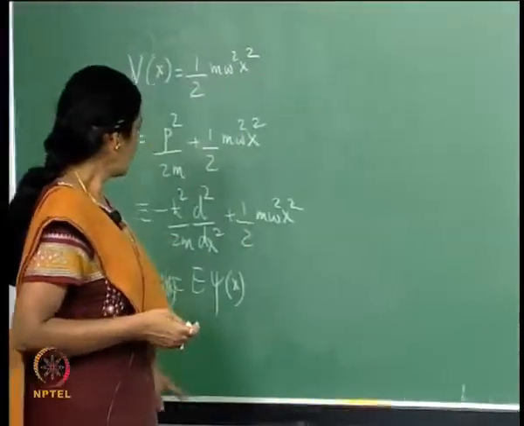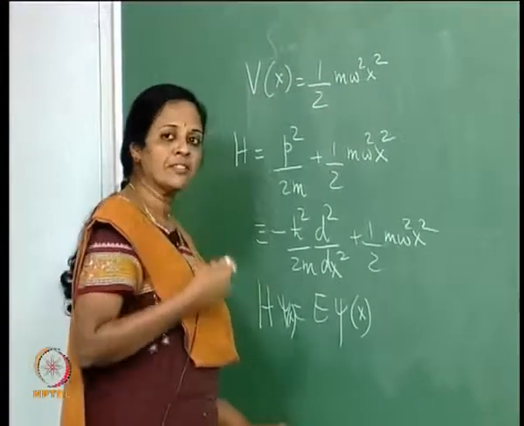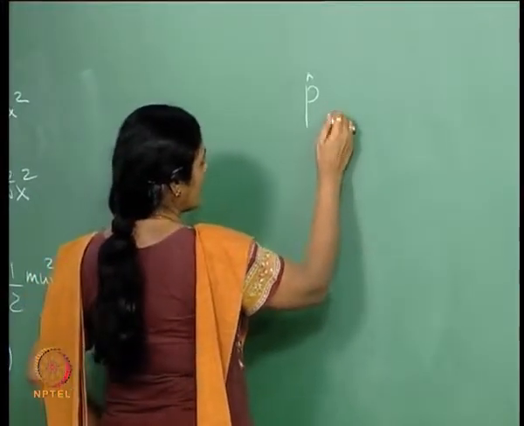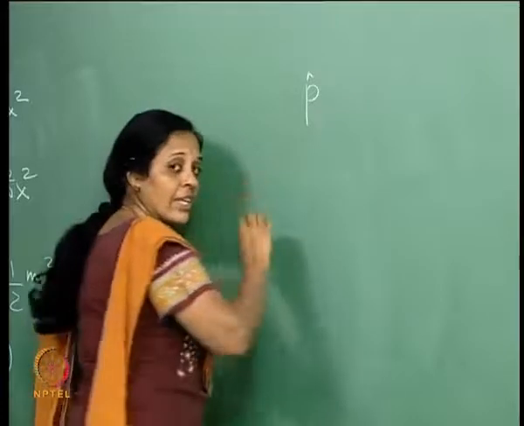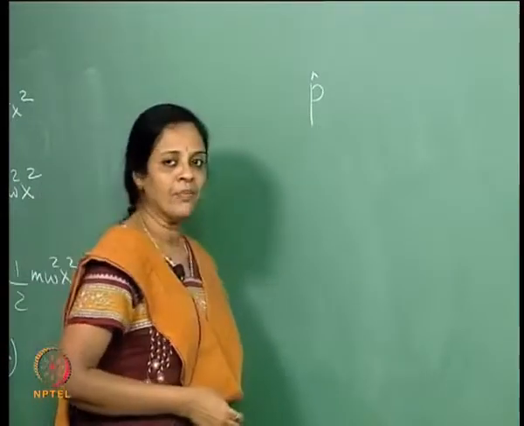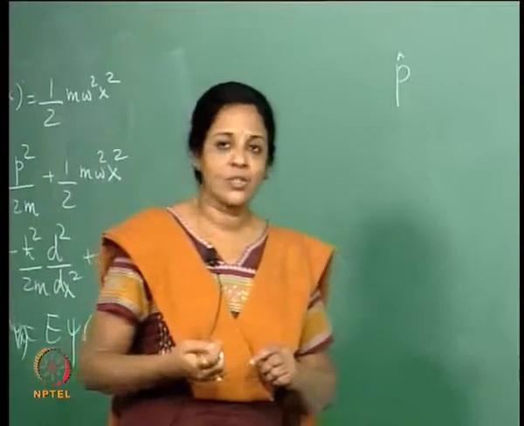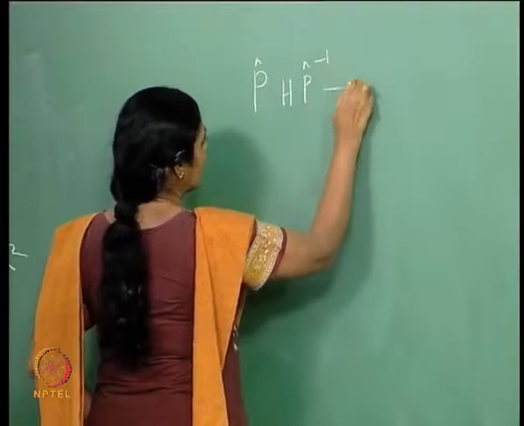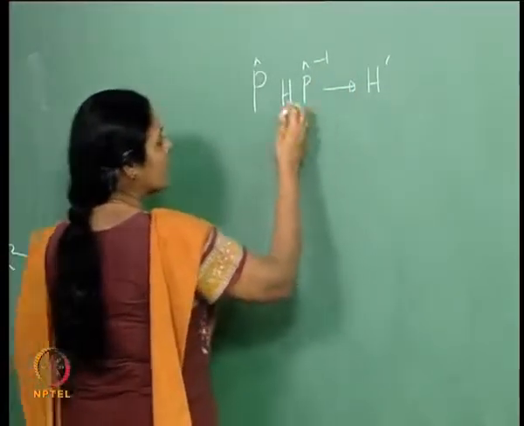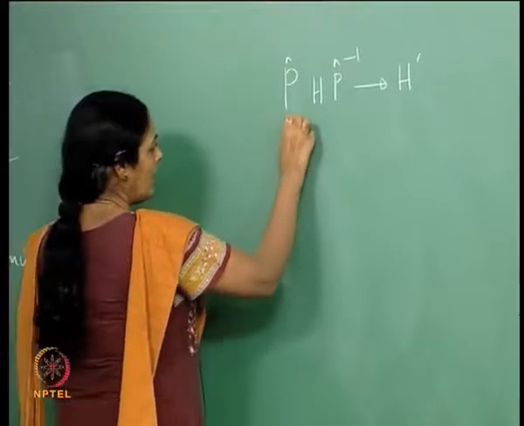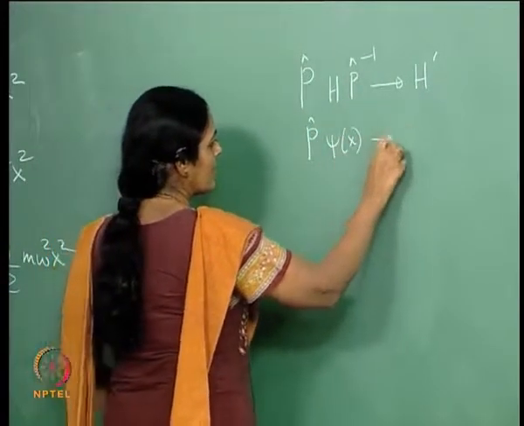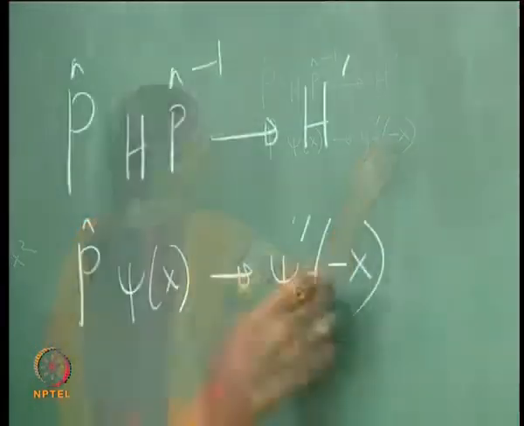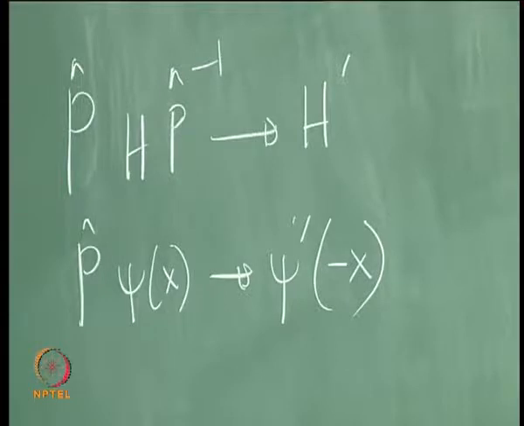And therefore, going back to my definition of the parity operator, this is an operator which takes x to minus x. It is a one-dimensional problem. It is a reflection operator which takes x to minus x. And like all operators, P H P inverse takes it to H prime, which is a new operator, and P psi of x takes it to psi prime of minus x, which is the new state or the new wave function.